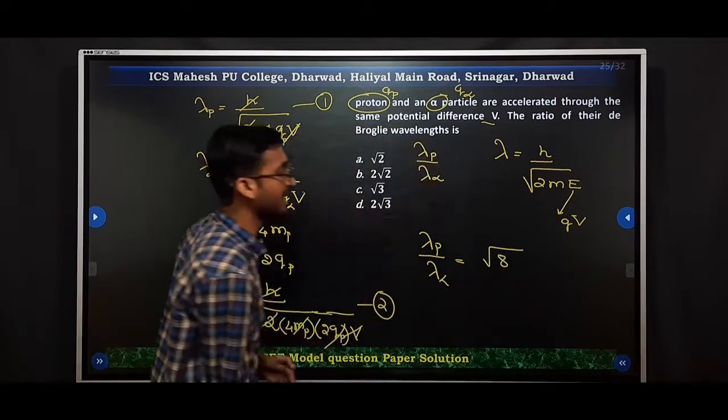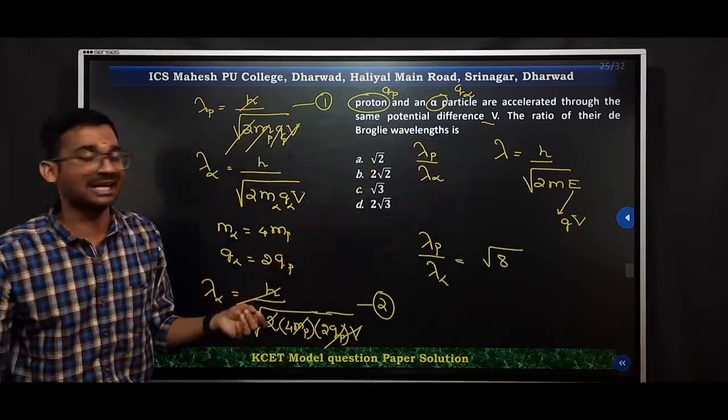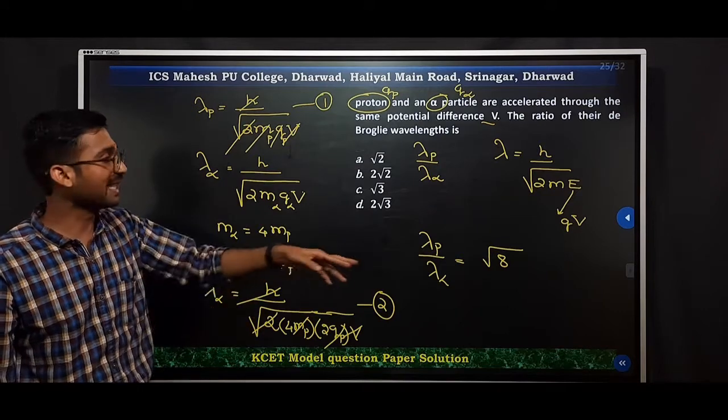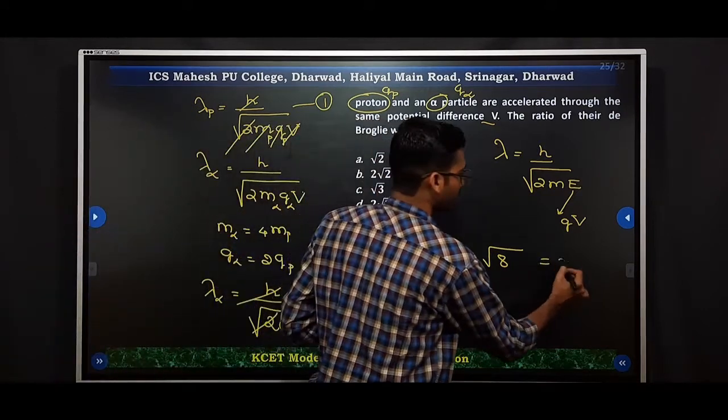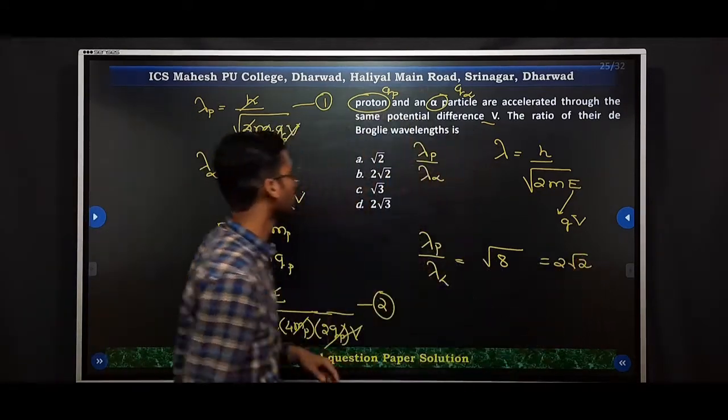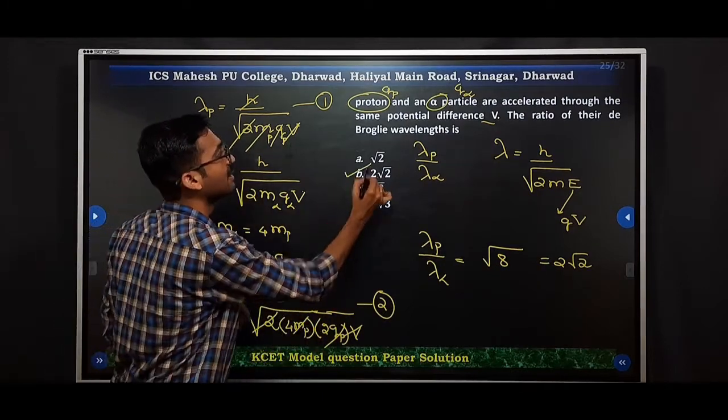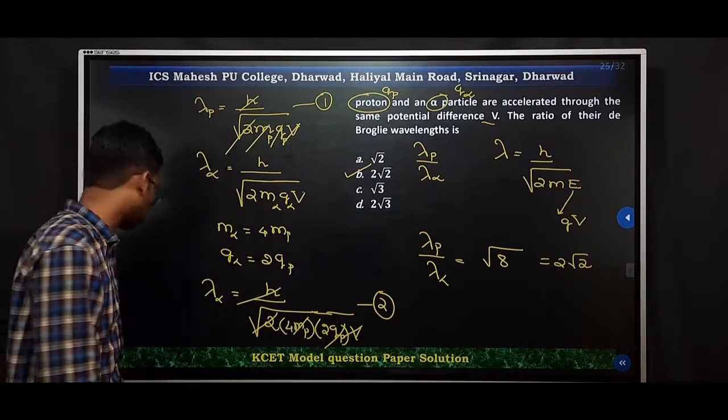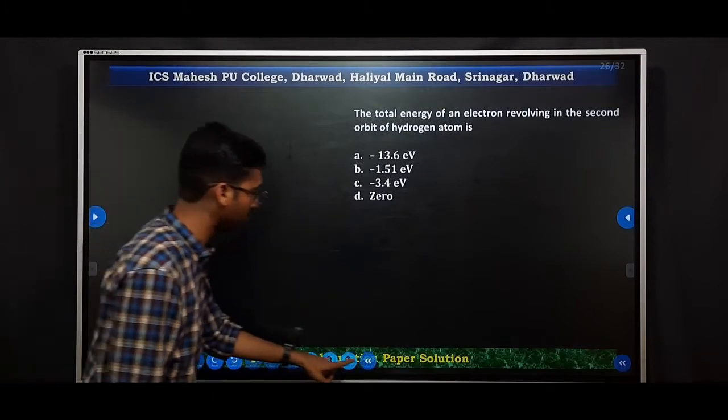Under root of 8 we are getting, but in the options we do not have root 8. But we can write it here as 2 root 2. Therefore, option B is the right answer for your given question. Now, moving on to the next one.